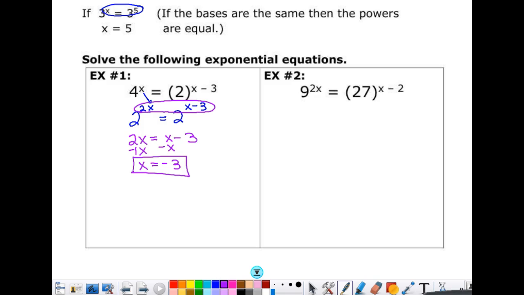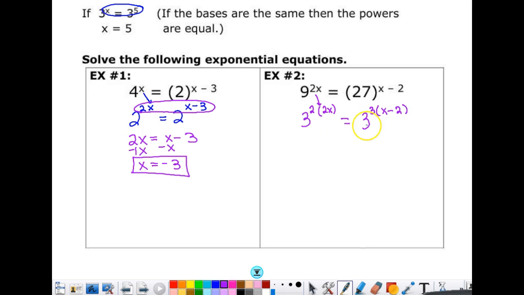Okay, so let's try another one. A 9 and a 27 need to be the same number. What number do you think they might be? 3. Okay, good. A 9 is 3 what? Squared. And then we're going to bring down our 2x. I think it was last period I forgot to bring down the 2. I just brought down the x. So be careful. That was definitely a careless mistake. Equals, 27 is 3 to the 3rd power.